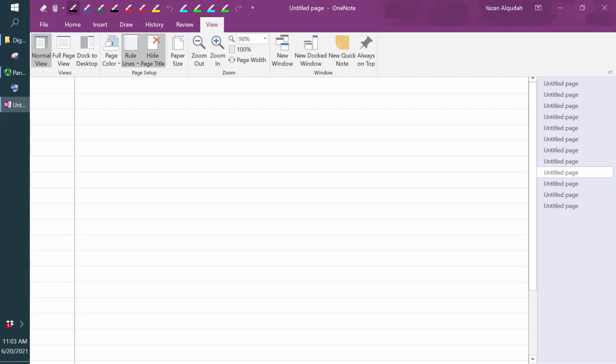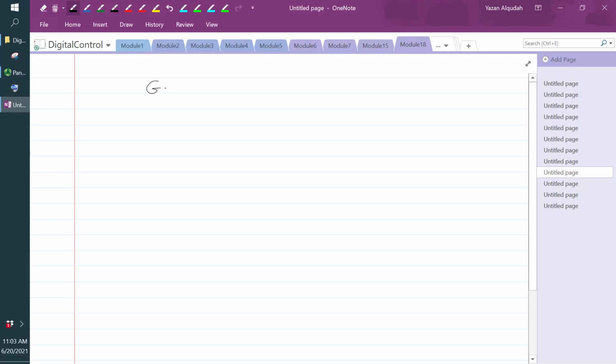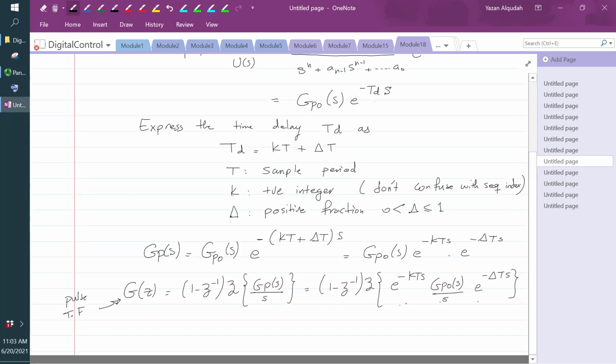What is this going to equal? G of Z is going to equal 1 minus Z to negative 1, and this is the Z transform of e to negative K T multiplied by S, GP0 of S divided by S, e to negative delta T S, and I'm going to take the star transform, replace e to ST with Z. Again, anytime I calculate the Z transform of an expression of S, the Z transform of this expression is going to equal the star transform with e to ST replaced by Z.